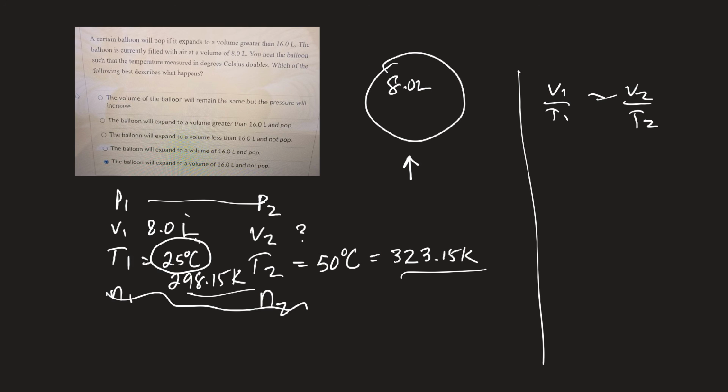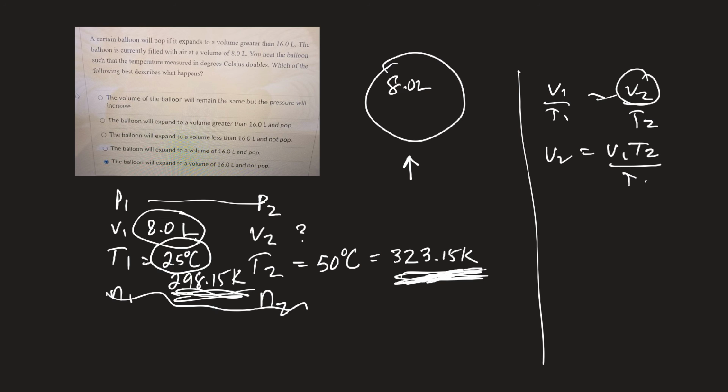I don't think that the volume is going to increase that much because Charles' law deals with Kelvin temperature, and those didn't double. So if they didn't double, I don't think the volume is going to double at all either. But let's see. So I'm solving for V2. So V1 T2 over T1. V1, 8 liters, times temperature 2, 323.15, divided by 298.15. And when you multiply those, this into this doesn't go 2 times. So there's no way it's 16. It's going to be less than 16 liters.